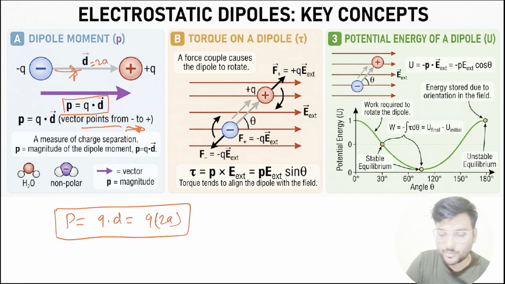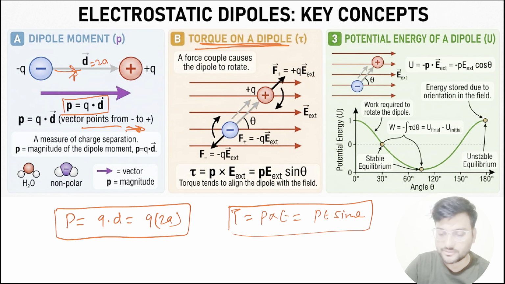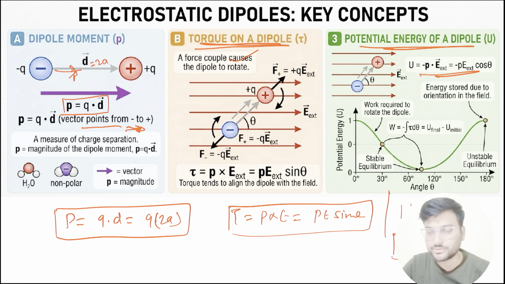Now, what is the torque equation here? That is also very important. The torque is equal to P cross E, or we can say PE sin theta. This is a very important formula, just remember it. And the potential energy of the dipole is U equal to minus P dot E vector, or we can say minus PE cos theta. This formula is also used in further questions.